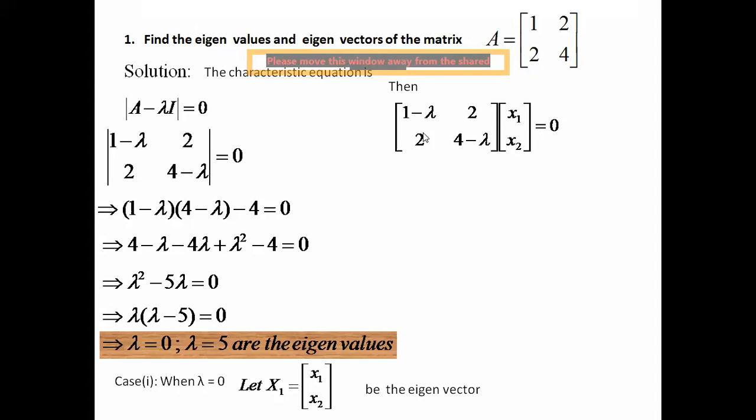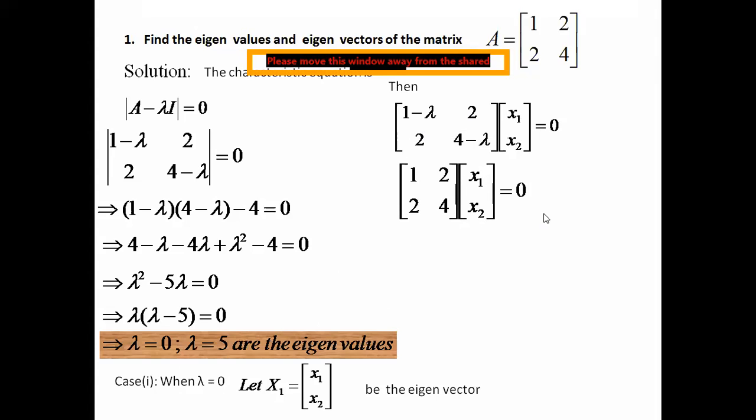But what is lambda here? The case is when lambda is equal to 0. When lambda is 0, this becomes 1 minus 0, here 4 minus 0. So we get this matrix into these unknowns is equal to 0.